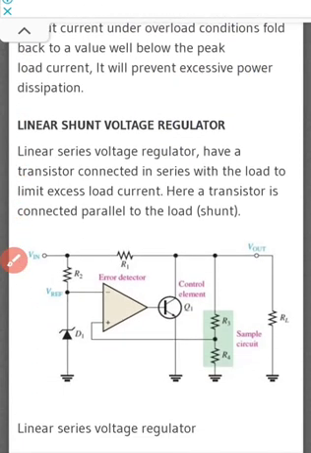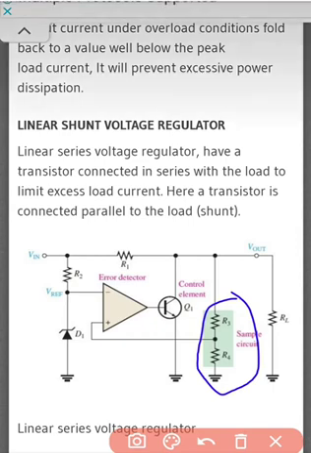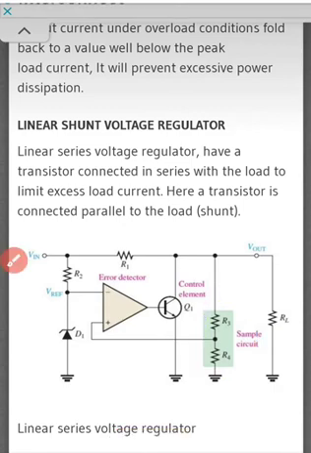Next comes our linear shunt voltage regulator, because we are using a shunt or bypassing circuit there. Here you can see the shunt element or shunt mechanism provided. A linear series voltage regulator has a transistor connected in series with the load to limit the excess load current through R3 and R4. Here the transistor is not in series, rather in parallel to the load circuit.